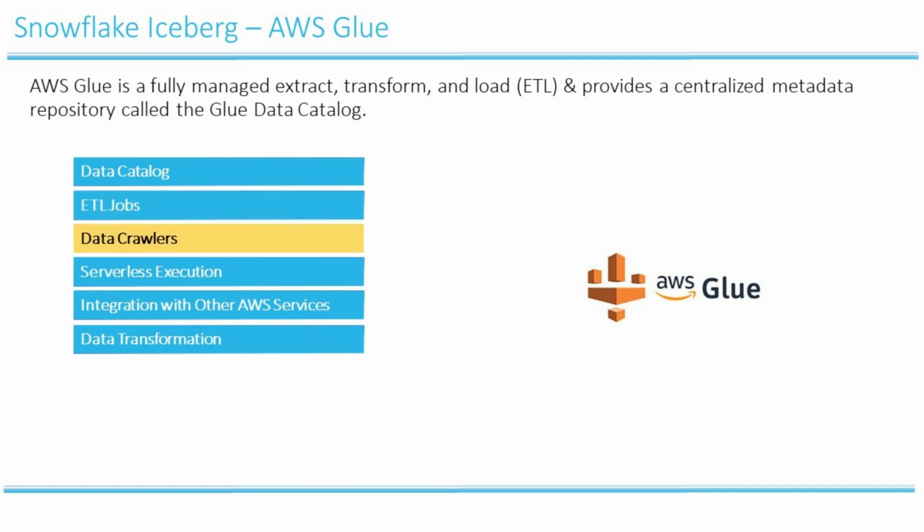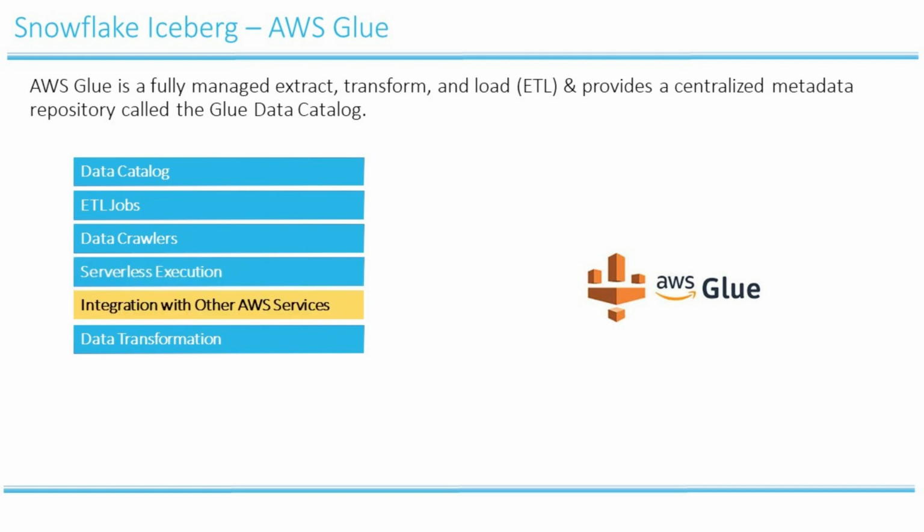Data crawlers. Crawlers in AWS Glue automatically discover and catalog metadata from various data sources, including Amazon S3, relational databases, and data warehouses. This makes it easy to understand the structure and format of your data without manual intervention. Serverless execution. Glue is a serverless service, meaning you don't need to provision or manage any infrastructure. AWS takes care of the infrastructure, and you only pay for the resources used during the execution of ETL jobs.